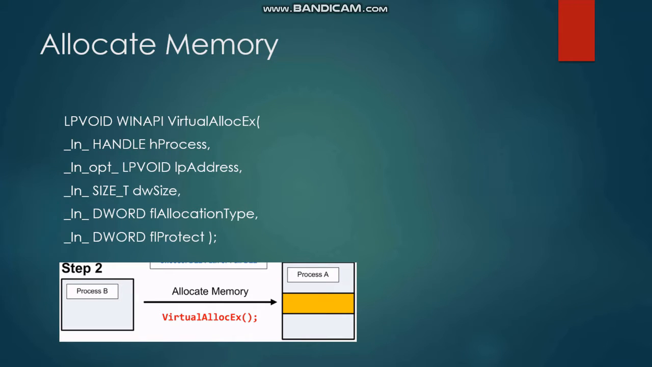Once your program is attached to the process that you want to inject your DLL into, you then need to allocate memory within that process. This can be done using the VirtualAllocEx function from the Windows API. This takes a handle to the process which you created with the OpenProcess function, an address, a size that you want to allocate, the type of memory that you're allocating, and a protection.